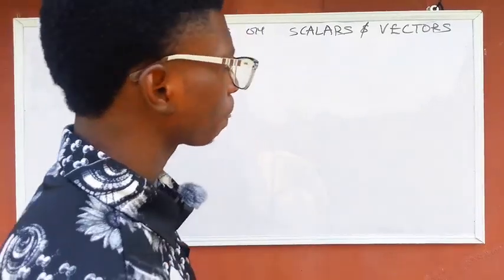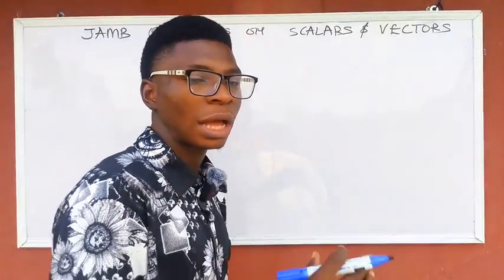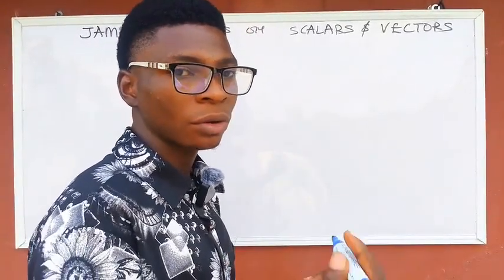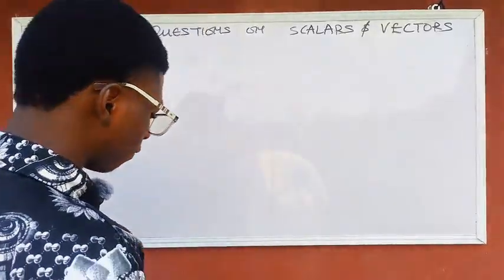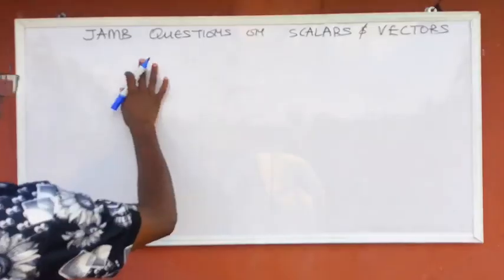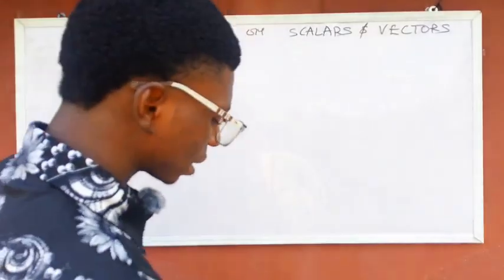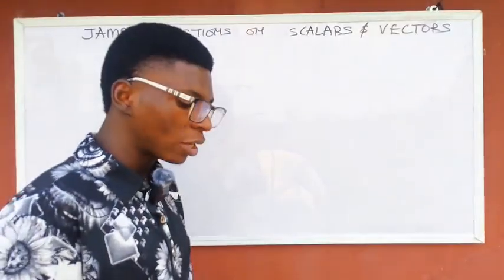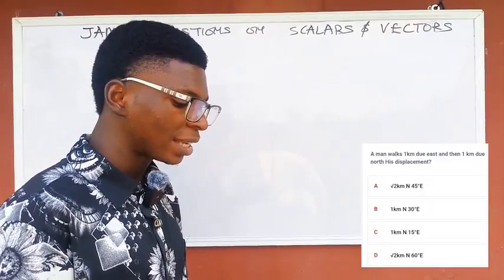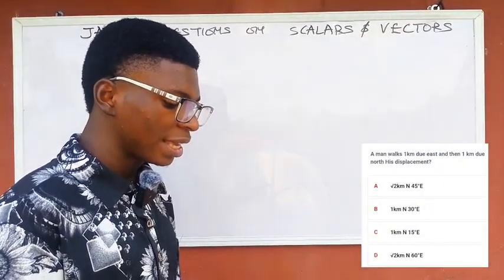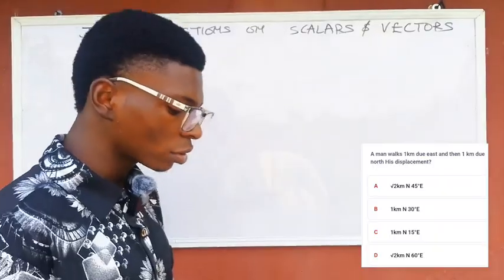So now let's move on. I will be dictating those questions and they will be appearing on your screen. Don't worry. So the first question I have here is: a man walks 1 kilometer due east and then 1 kilometer due north. His displacement is what?